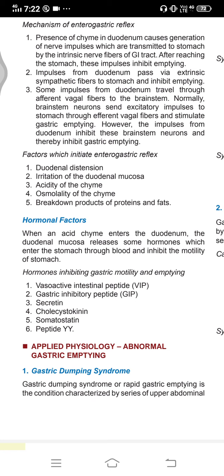Hormonal factors. When acid chyme enters the duodenum, the duodenal mucosa releases some hormones which enter the stomach through blood and inhibit the motility of the stomach.